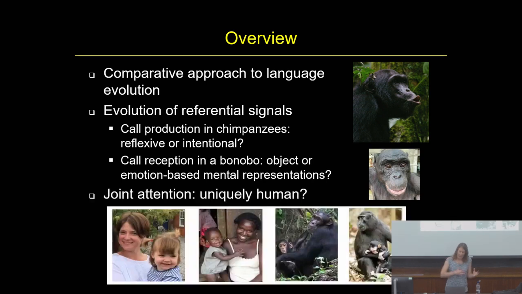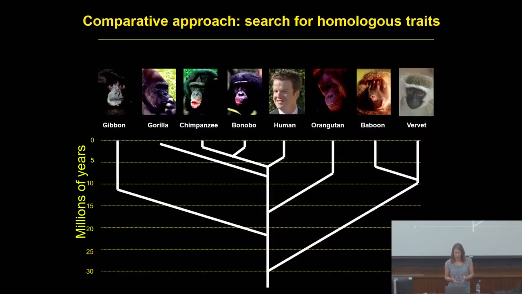And then we're going to change tack a little bit and move away from direct communication, and we're going to look at an aspect of social cognition that we know is really important in underpinning language acquisition in our species, and that is joint attention. And we're going to ask the question as to whether that's uniquely human, so I'll be presenting some data on that question. Okay, so let's start then with a comparative approach to language evolution.